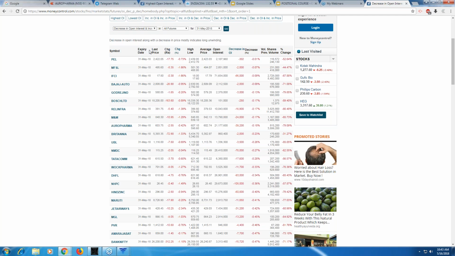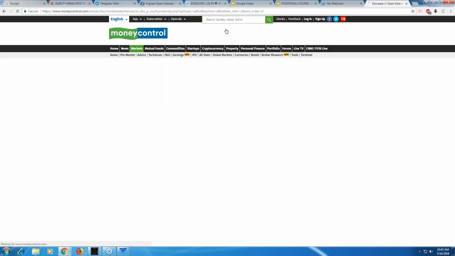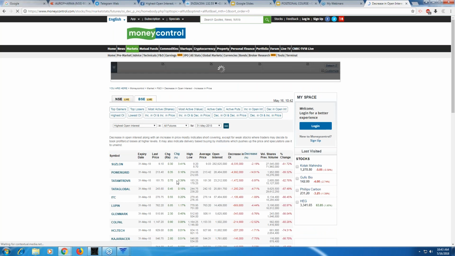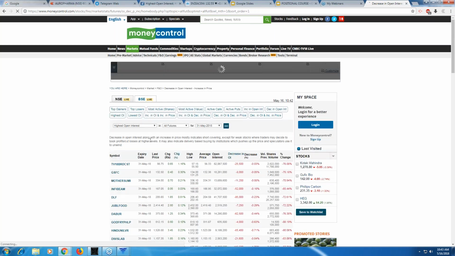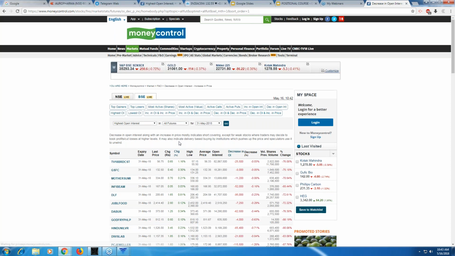And then the last one is decrease in open interest and increase in price. Let's see what's happening. These are the stocks where the price has increased but the OI has decreased, right? TV18 Broadcast. It says decrease in open interest along with an increase in the price mostly indicates short covering, except for weak stocks where traders may decide to book profit or cut losses at higher levels. It may also indicate delivery-based buying by institutions, which pushes up the price and speculators use it to unwind, right?